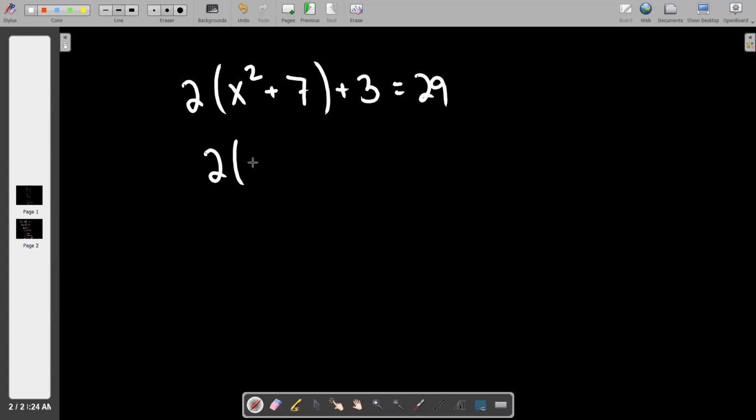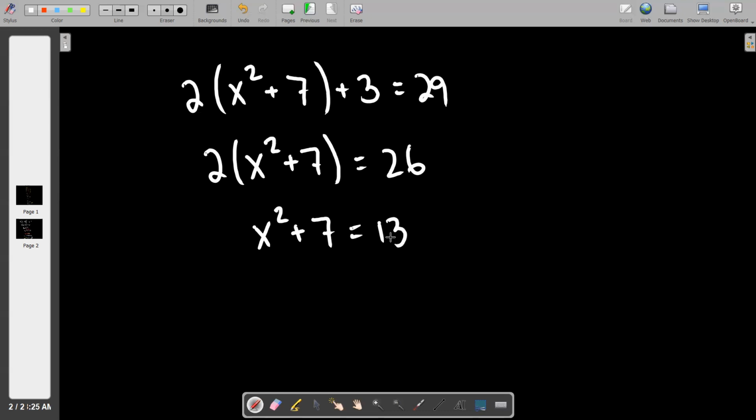And I'm left with 2 times x squared plus 7 equals 29 minus 3 as well, 26. And what's next? Divide by 2, which now means that I can get rid of the parentheses. The parentheses are only there in this case to hold x squared plus 7 together while they get multiplied by 2. But if the 2's not there, then the parentheses are like, hey, I'm peacing out. Like, I don't need to be here anymore. So we're actually now just left with x squared plus 7 equals 13.